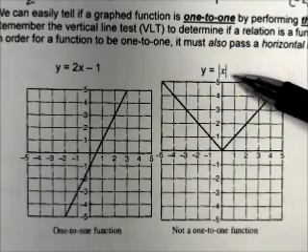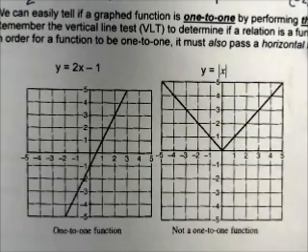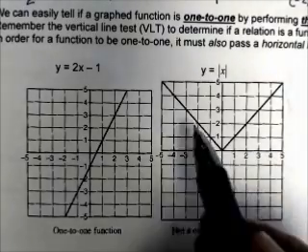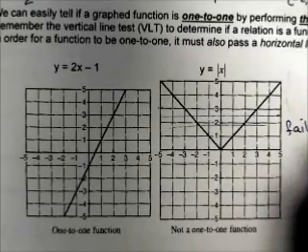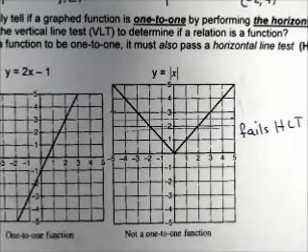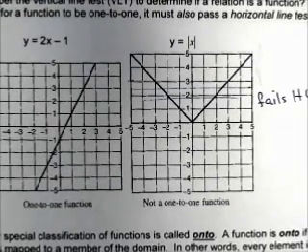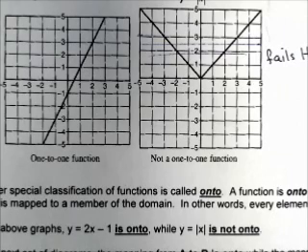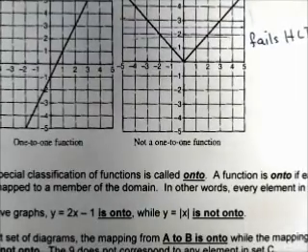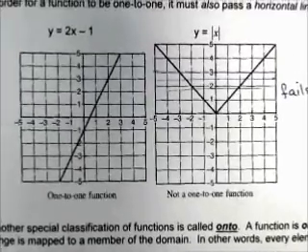An example here, we have y equals the absolute value of x. The graph is drawn, and it is not one-to-one because it fails the horizontal line test. Fails the HLT, so it's not one-to-one. Another special classification of functions is called onto. A function is onto if each member of the range is mapped to a member of the domain. In other words, every element in the range is used. In the above graphs, y equals 2x minus 1 is onto, while y equals the absolute value of x is not onto. So let's go back to this.